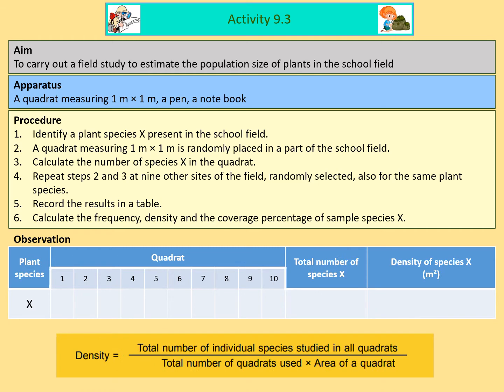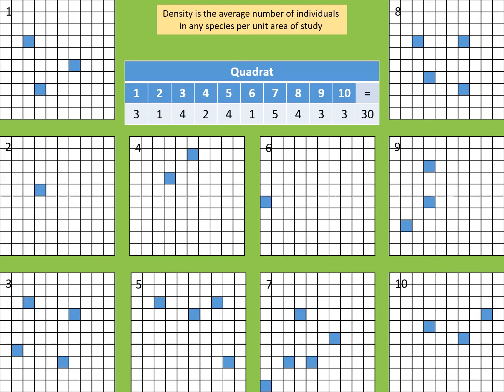Okay, now we calculate the density of species X. This is the table, and this is the formula for density: total number of individual species studied in all quadrats divided by total number of quadrats used times area of the quadrats. So this is the result of the experiments.